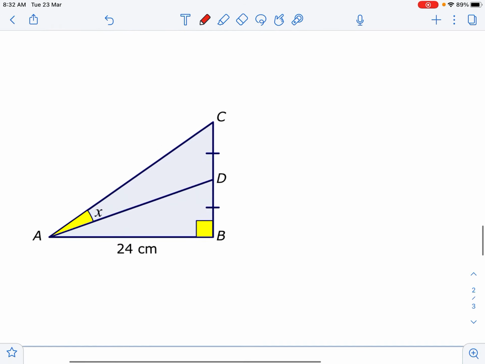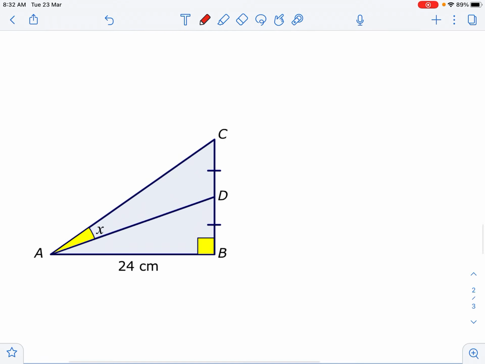On we go to the last one, and this is definitely a tricky one. This one I would start off by ignoring the fact that we've got X here, because X is half of this angle. So I would ignore the fact that X is there, because these are equal. CD is equal to DB. I know that this angle is half of this angle. So just bear that in mind and work out the bigger angle first.